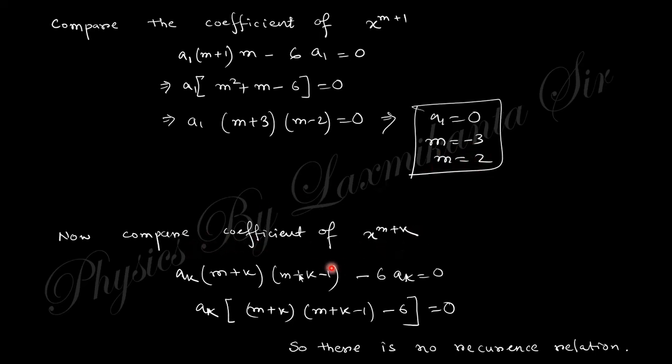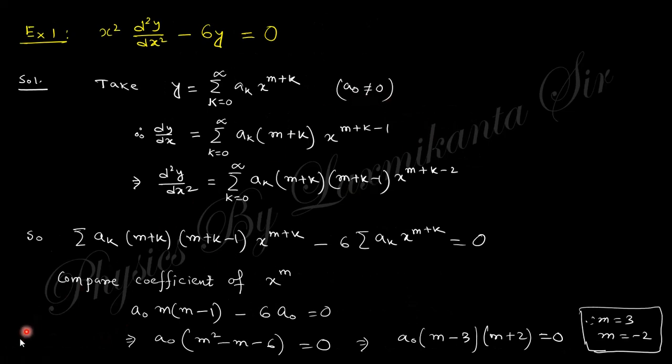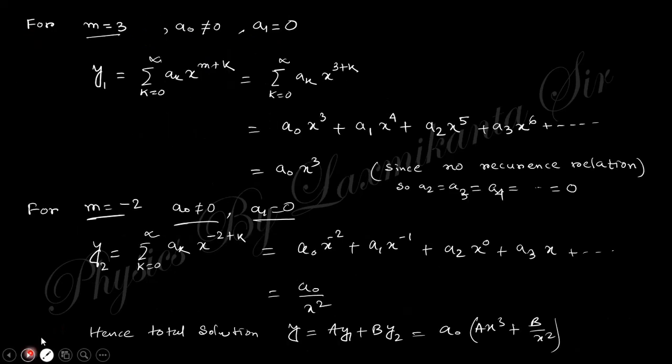Now if you compare the x to the power m plus k, you will get this equation. So you can see here that actually no recurrence relation is found. In the other examples, we can easily find the recurrence relation, and obtaining the m value, we can find from a0 to a1, a2, a3, or a0 to a2, a4, a6, and a1 to a3, a5, a7, and so on. But here there is no recurrence relation. That means these coefficients are actually 0, except a0 not equals to 0. So the other coefficients must be 0, only a0 not equals to 0.